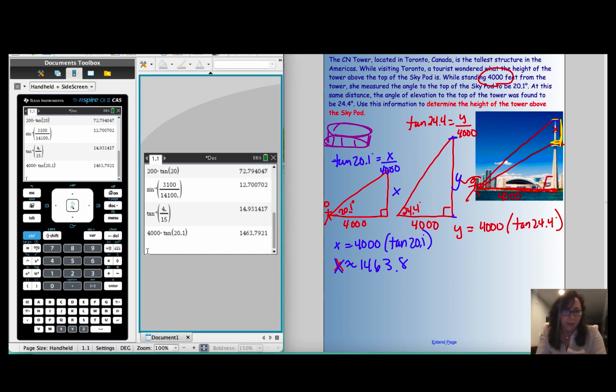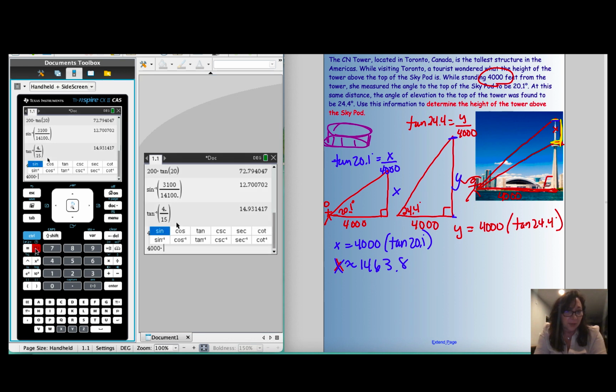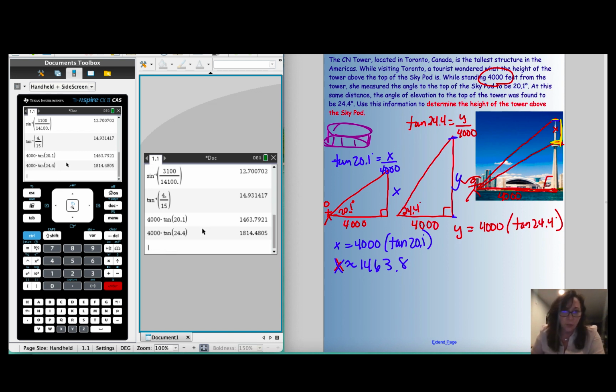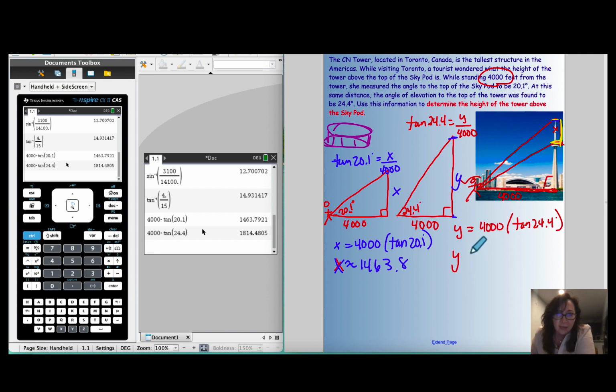But the other one is 4,000 times tangent of 24.4. Whoops, something happened here. Oh, I typed in tangent. That's a problem. So I've got to go to trig and go tangent of 24.4. I feel like I messed up again. Hold on a second. One more time. Third time's the charm. 4,000 times, we're going to go trig, and we're going to go tangent of parenthesis 24.4, close the parenthesis, 18.14, so that's 1,000.